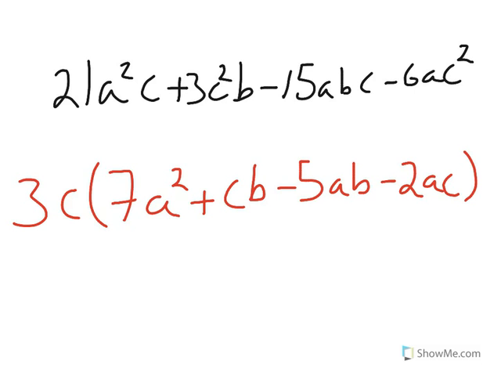Alright, so your answer should have been 3C is the only thing you could have taken out. Yes, that has an A, that's got an A, and that has an A. But since my 3C squared B does not have an A, I can't pull out an A. So that's basically all we're doing. Alright, next thing we're going to get into is actual factoring.